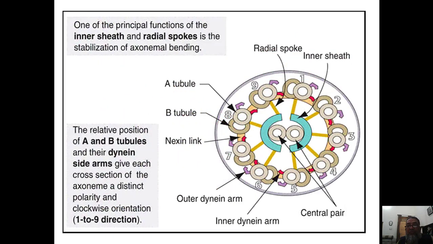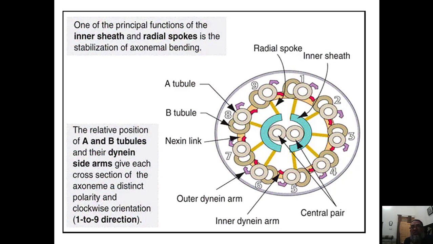Now this is the diagrammatic presentation of a cilium or flagellum. This is the 9+2 duplex formation, which is very important in epithelial tissue, where they form the cilia as well as the flagella. One of the principal functions of the inner sheath and radial spokes is the stabilization of the axoneme against bending.